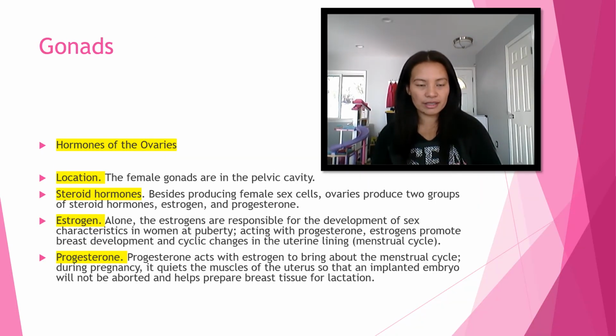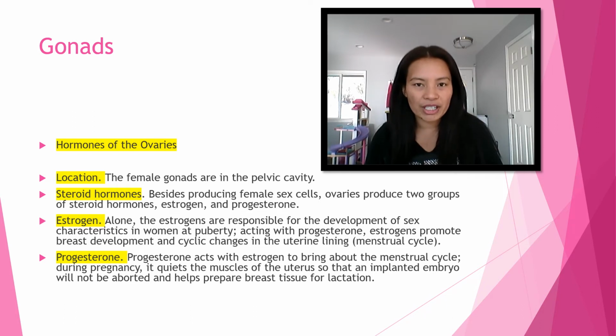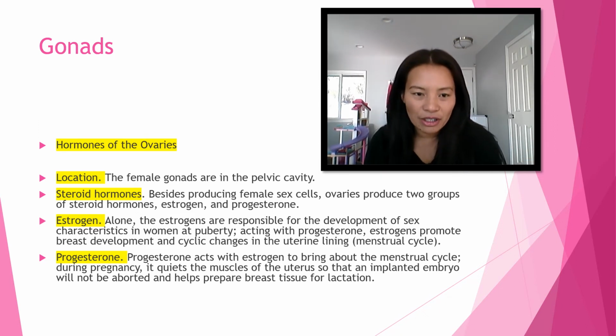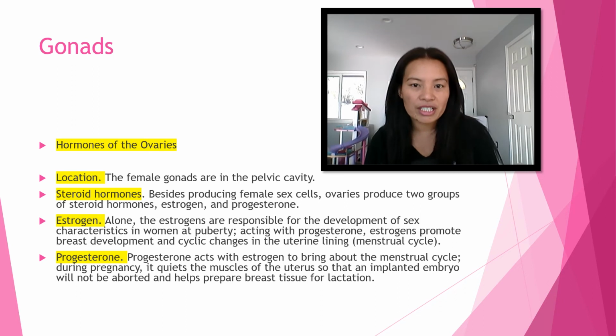Next one is the gonads. The female and male gonads produce sex hormones that are identical to those produced by the adrenal cortex, and the only major differences are the source and relative amount produced. So we're going to talk about the hormones of the ovaries. But first, we need to differentiate between the ovaries and the testes. The female gonads or ovaries are a pair of almond-sized organs.